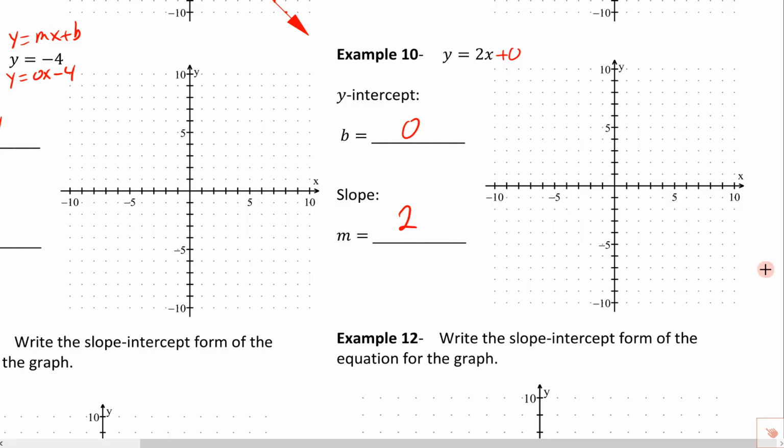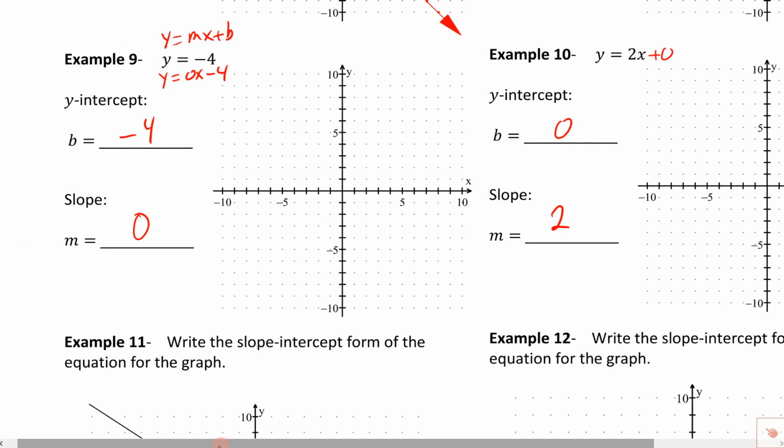Okay, let's take a look at number 9. This one has a y-intercept of negative 4, so we're going to make sure that it crosses at negative 4. And then the slope is 0, so I'm going to write that as 0 over 1. So that means that the rise is 0, so we don't go up or down, we just go right 1. Don't go up or down, right 1. So we just continue on in that pattern.